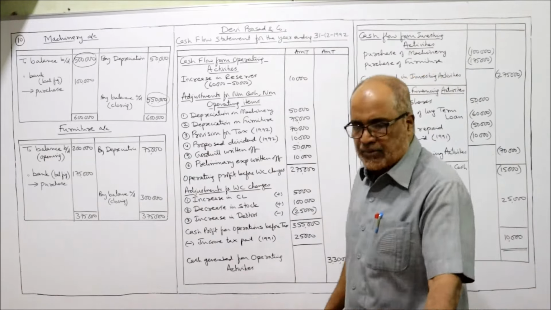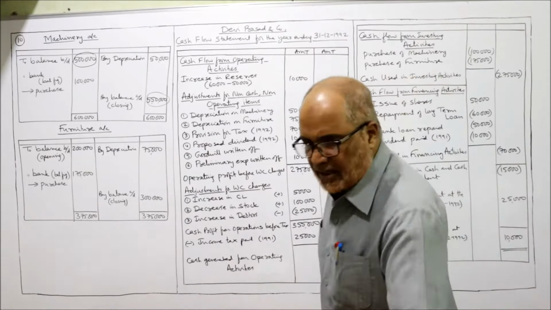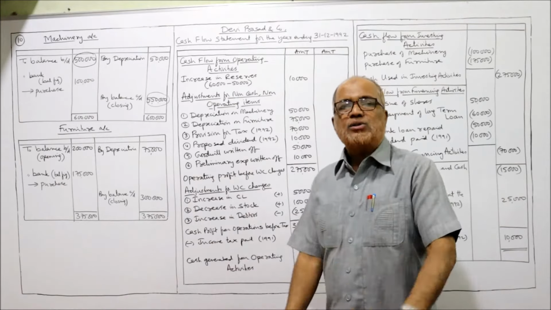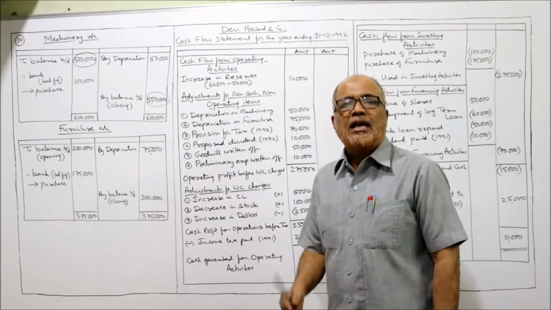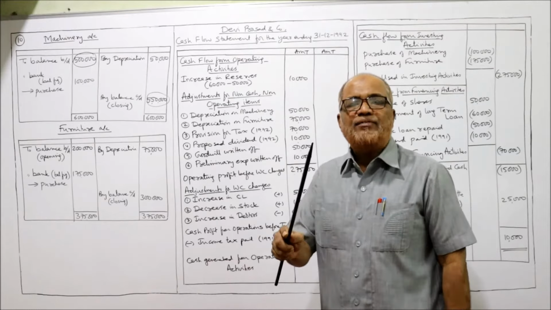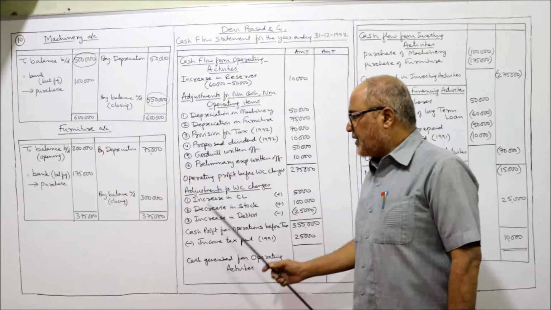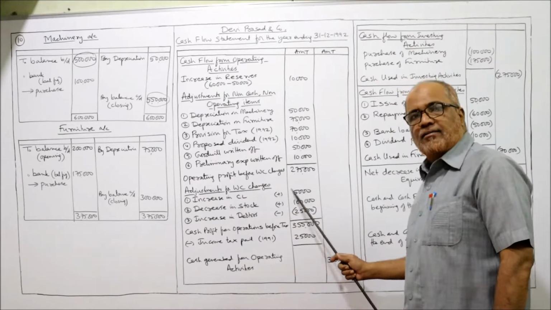Now we take the working capital, current assets and current liability. First of all, you can see the current liability. Current liability last year 25,000, current year 30,000. There is a 5,000 rupees increase in current liability, so add 5,000.